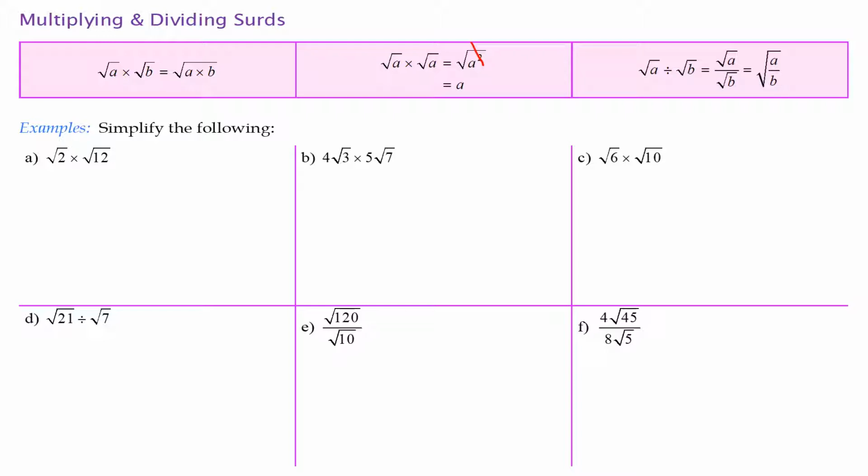And then the square root of a divided by square root of b can either be written as the square root of a over the square root of b, or the square root of a over b. Which way you go really depends on what you've been given.